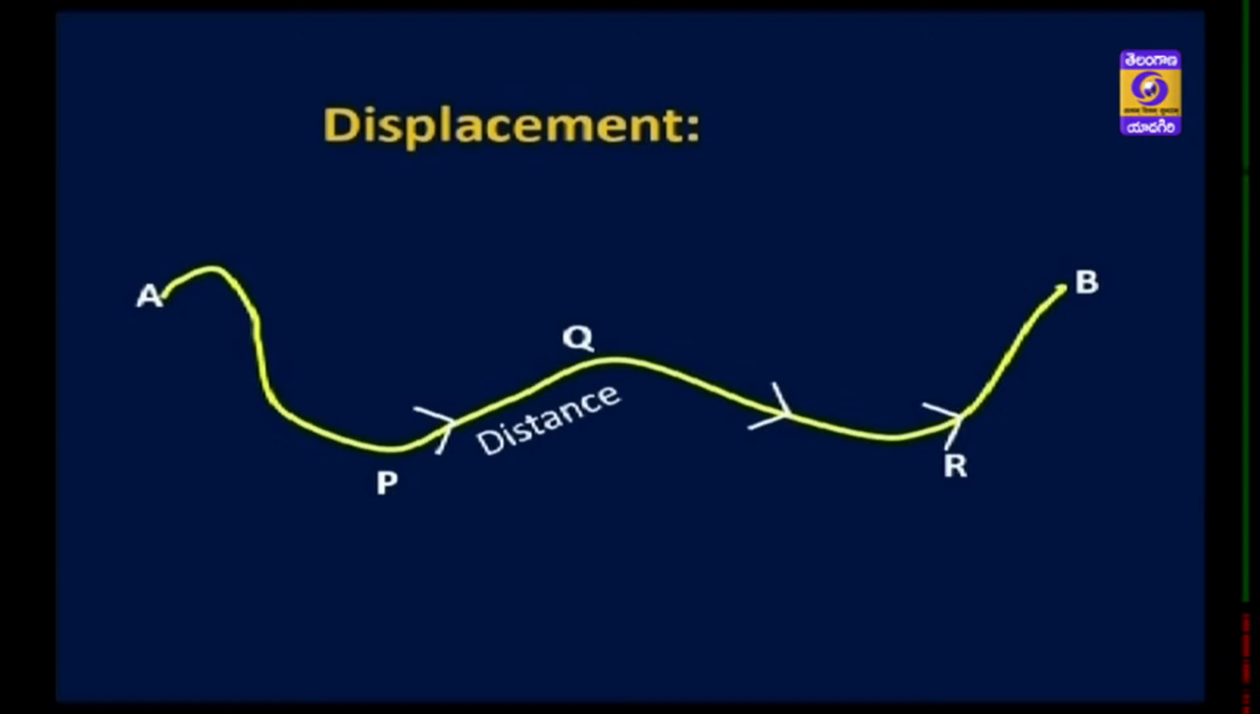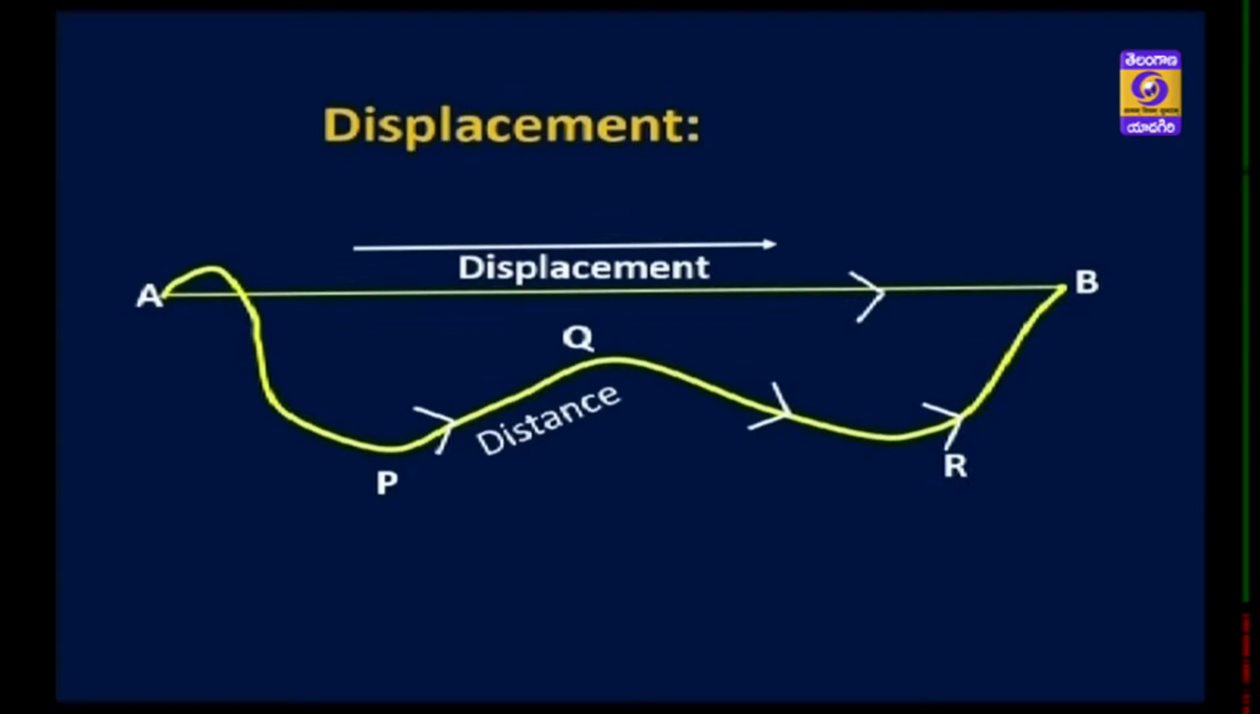Now children, consider the same path of the rabbit which has moved from point A to point B. Irrespective of this path, there is a quantity which is called displacement. Displacement is the change in position of an object in a particular direction. When an object has moved from point A to point B, here the ray AB gives you the displacement.